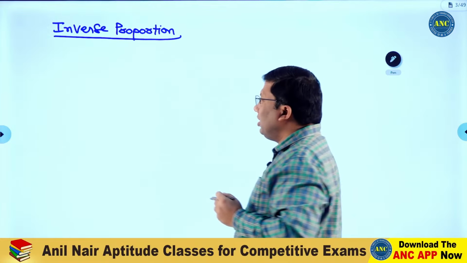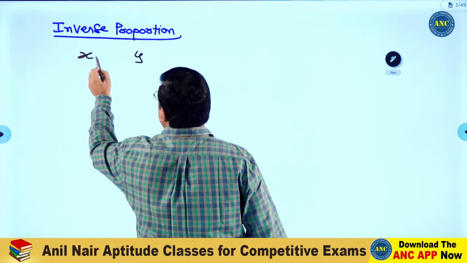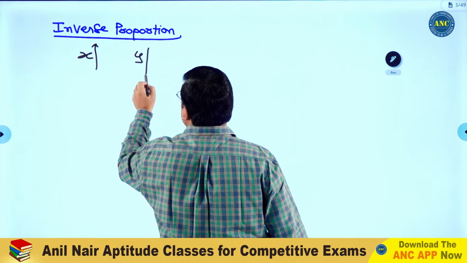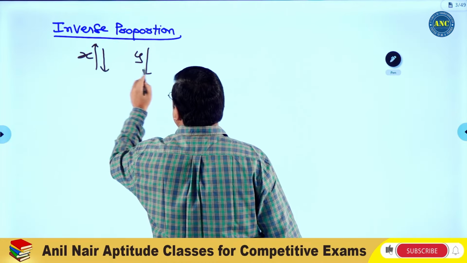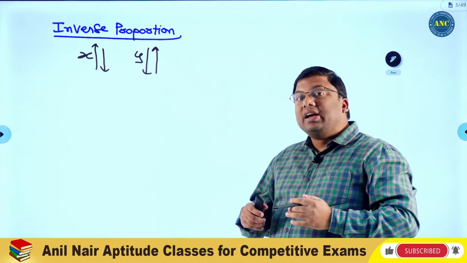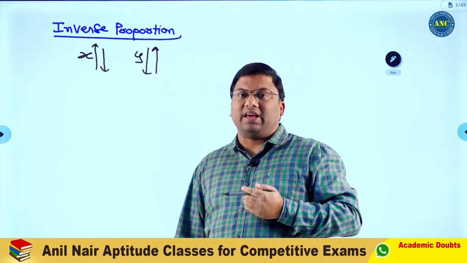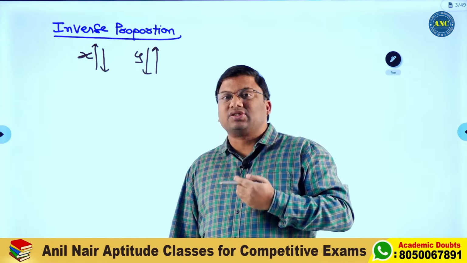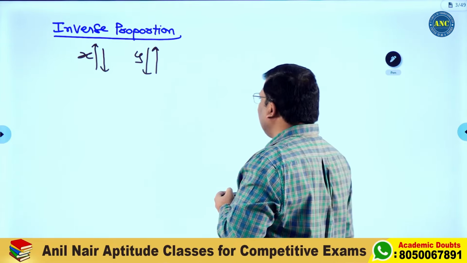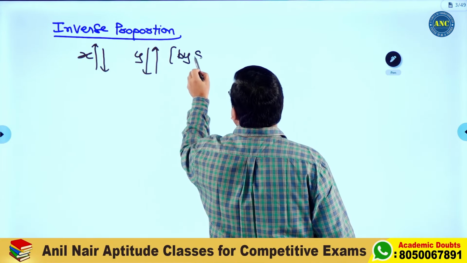Inverse proportion: if I take two values x and y, if x increases, y decreases; if x decreases, y increases. X and y are inversely related to each other. If one increases by a k value, the other decreases by the same value. Both are in inverse proportion.